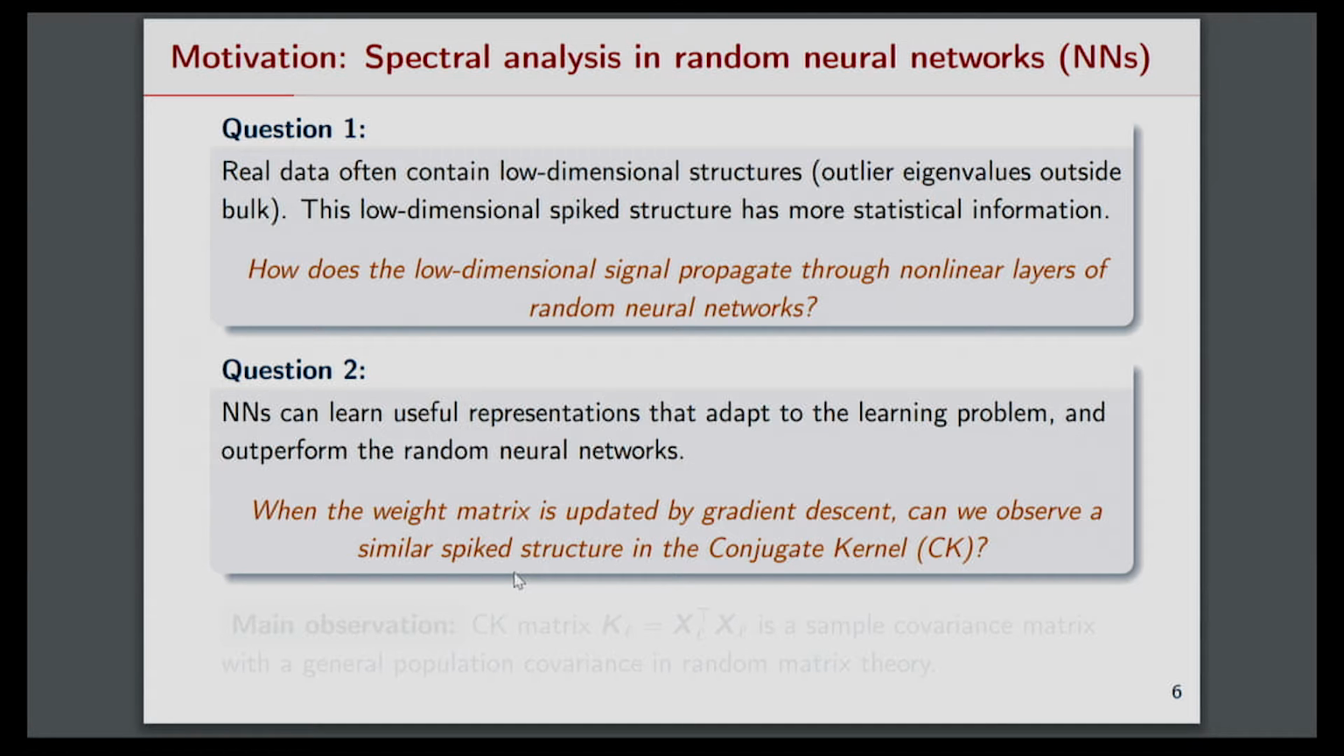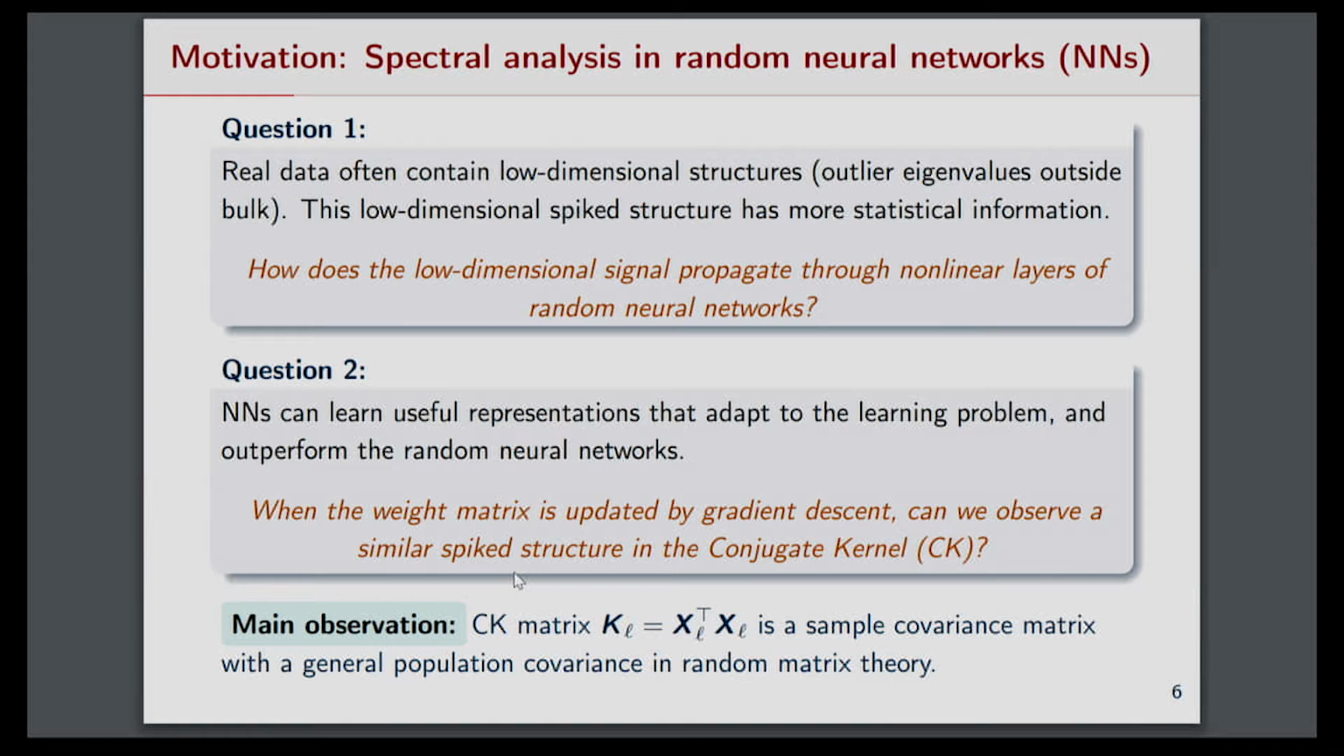Okay, so that's the motivation. It turns out this can be analyzed with random matrix theory. The main observation is that this KL matrix, this Gram matrix, is a sample covariance matrix. If you condition on the layer L-1, then this XL matrix has independent rows, and it's a sample covariance matrix with a general population covariance. Then we can use random matrix theory to analyze the location of the spikes, or the outlier eigenvalues and eigenvectors.